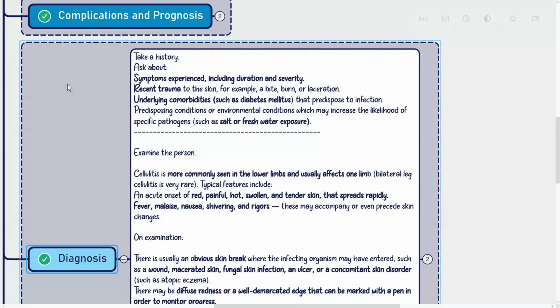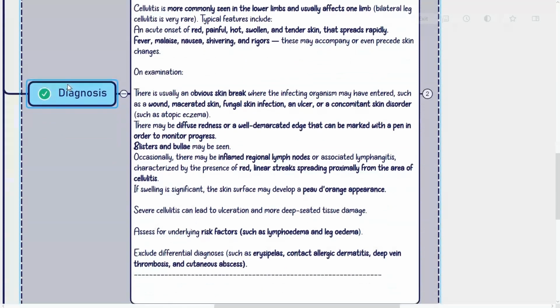Examine the person. Cellulitis is more commonly seen in the lower limbs and usually affects one limb. Bilateral leg cellulitis is very rare. Typical features include an acute onset of red, painful, hot, swollen, and tender skin that spreads rapidly, fever, malaise, nausea, shivering, and rigors. These may accompany or even precede skin changes.